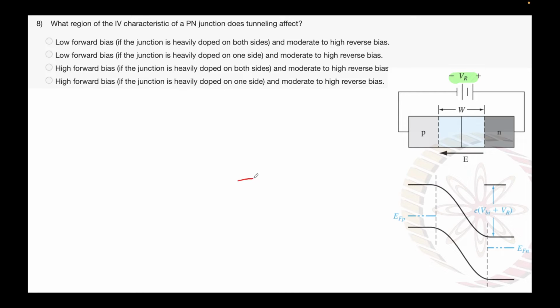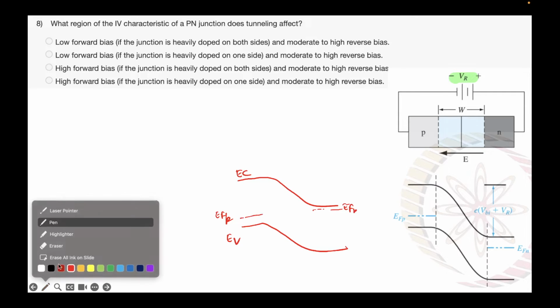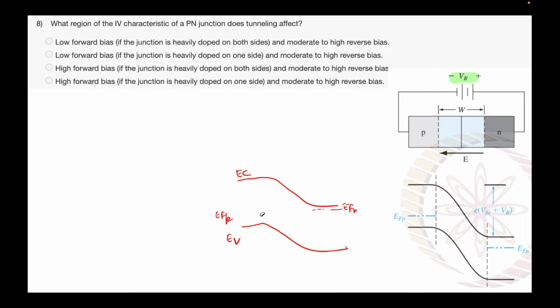I'm going to draw it here itself. So this is EC, this is EV, and let's draw the EFP and EFN. I'll be more clear, one second. So you can see EFP and EFN are not the same level. So what I'm doing is this is low reverse bias, and let's say this case is moderate to high reverse bias.